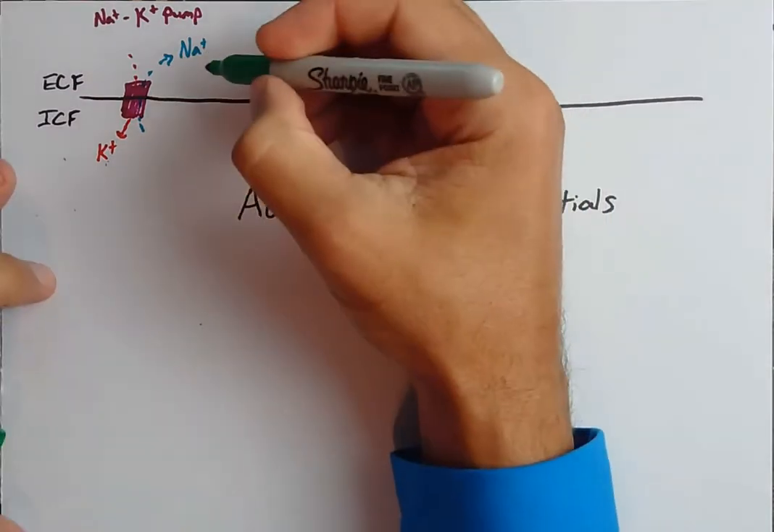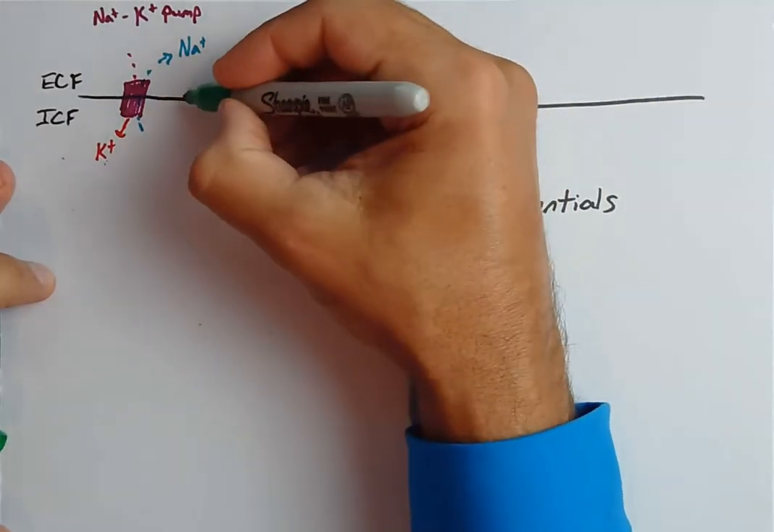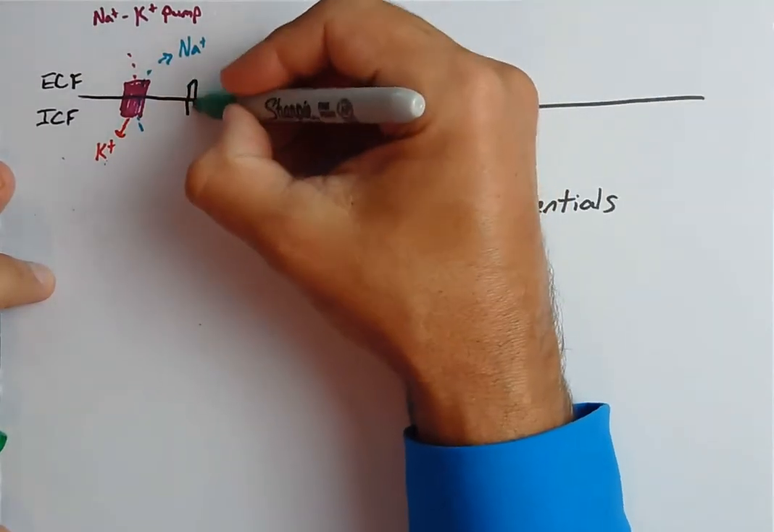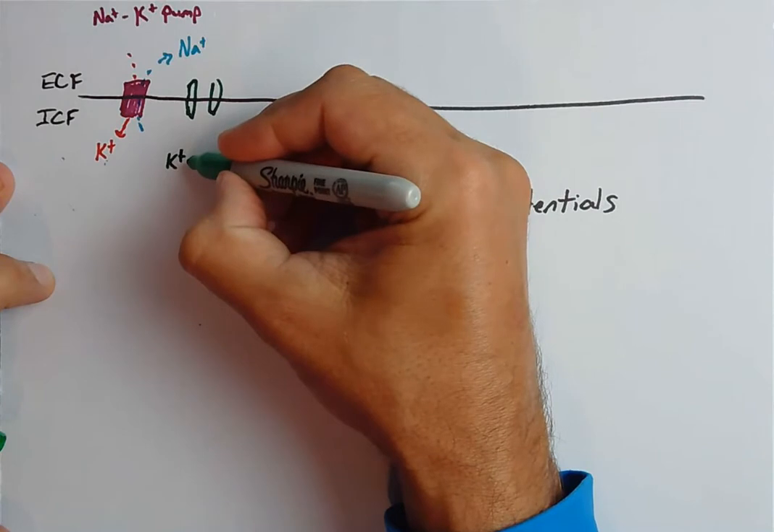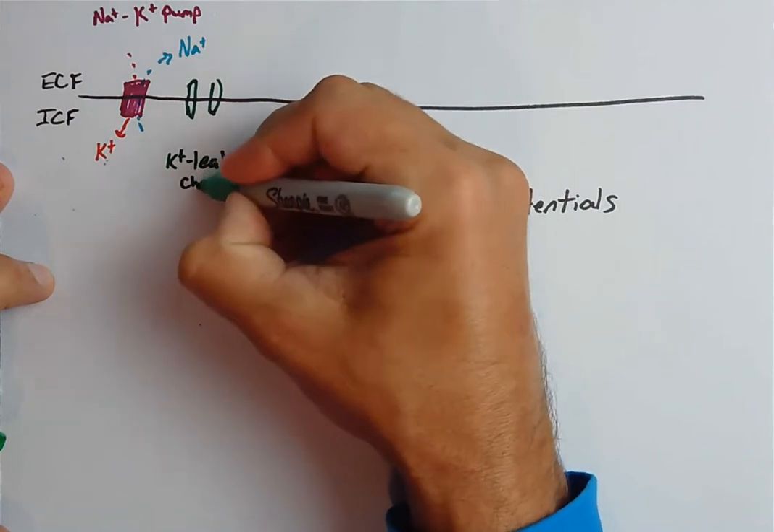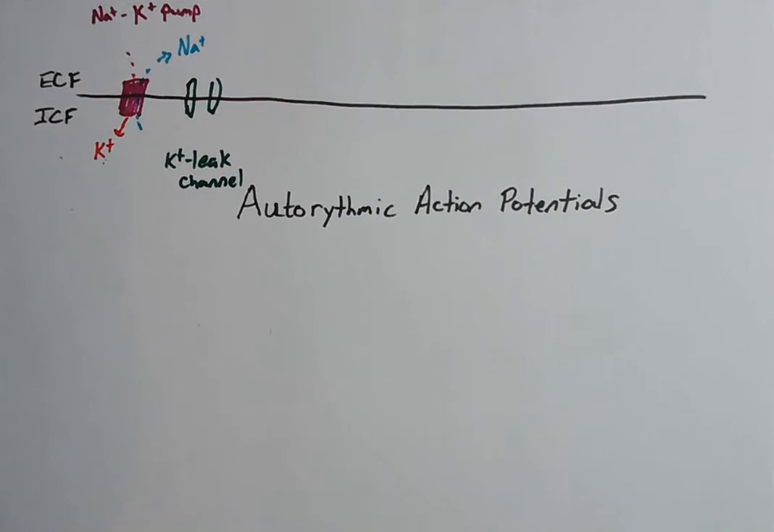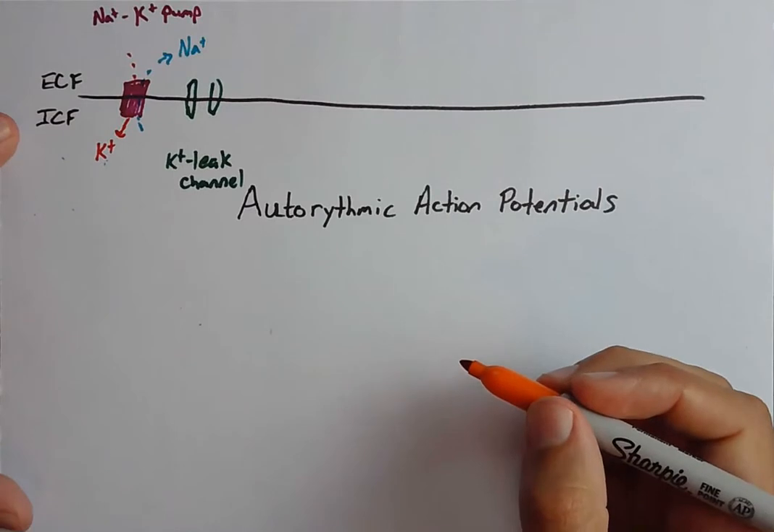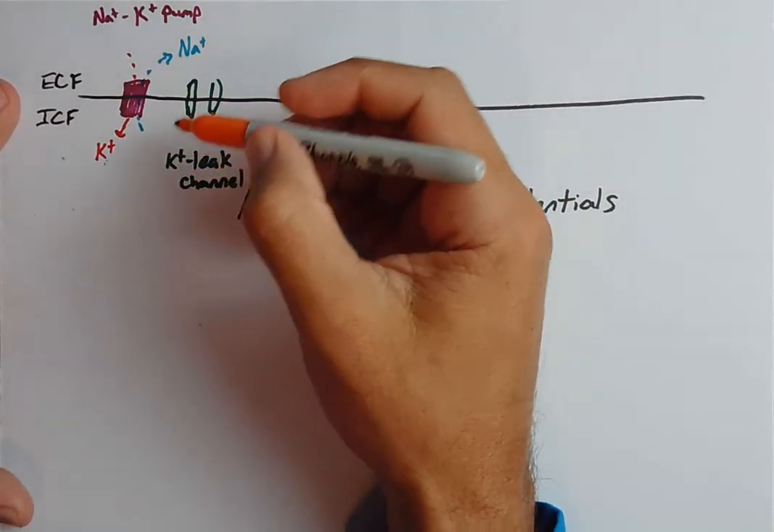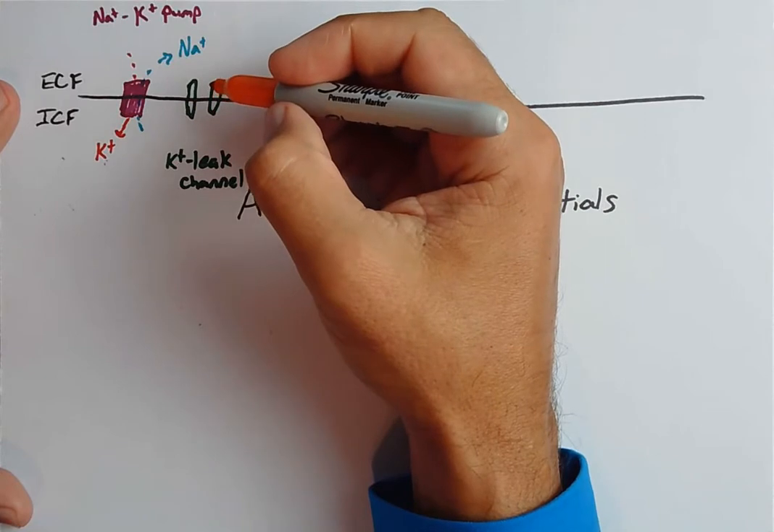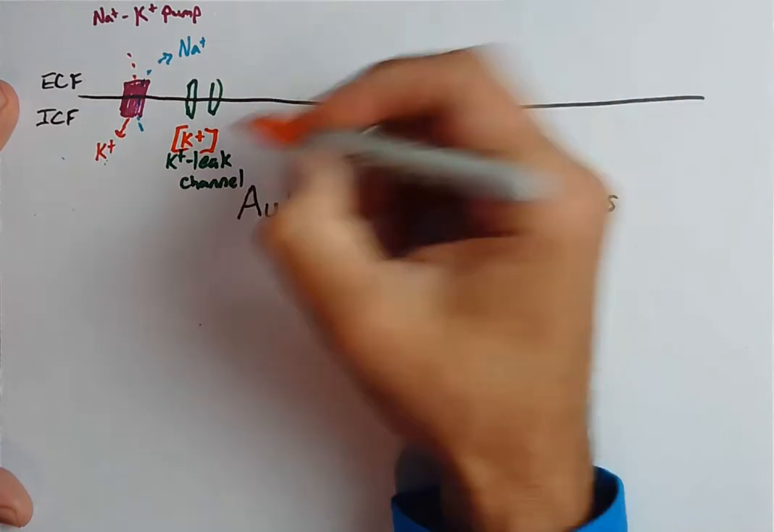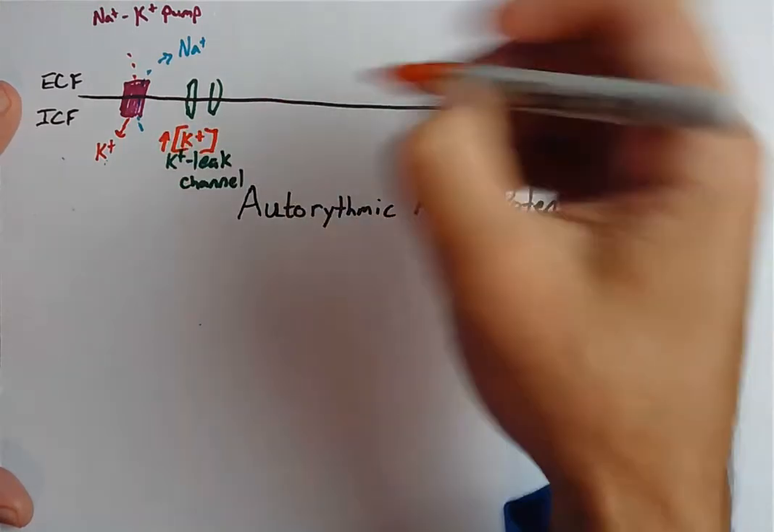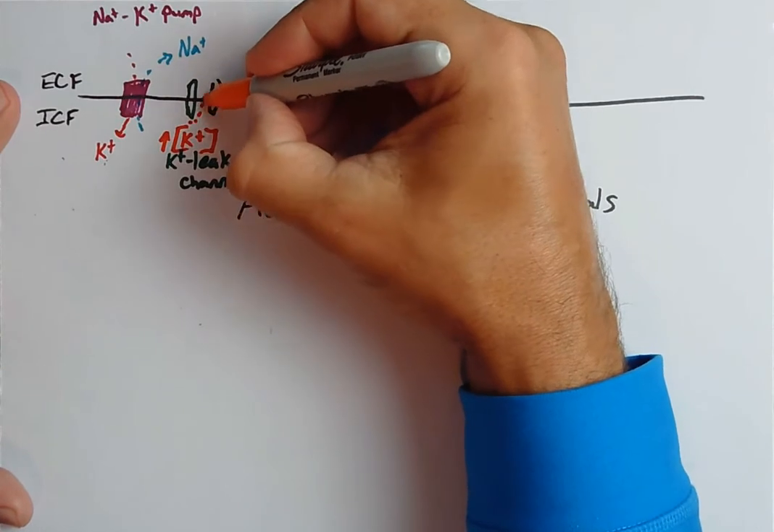Now, what else do we find in the cell membranes? We also find lots and lots of potassium leak channels. And a potassium leak channel is exactly what it is described as, right? This is just a channel that allows potassium to leak through it. And where is potassium going to try to move? From an area of high concentration to an area of low concentration. And where do we just say that the potassium concentration is the highest? It's the highest inside of the cell. Therefore, this potassium is going to leak out.